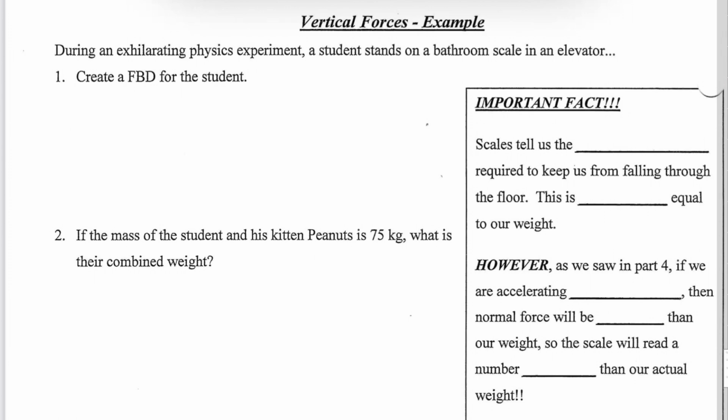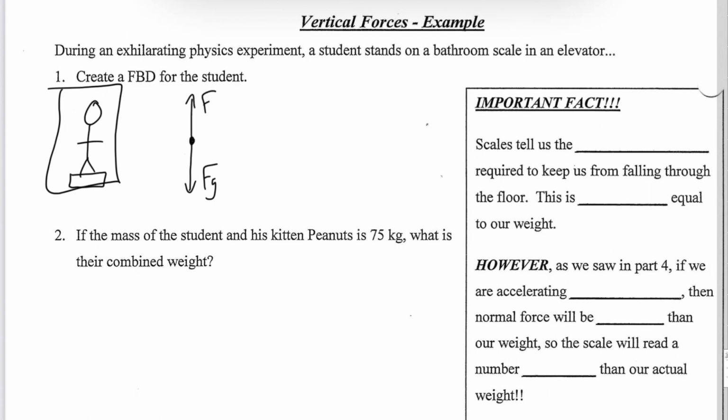So during an exhilarating physics experiment, a student stands on a bathroom scale in an elevator. So let's create a free body diagram for this student. So as they are in this elevator, standing on their scale, there are going to be some forces acting on them. So we have the force of gravity down and the normal force up, but none other in the x direction.